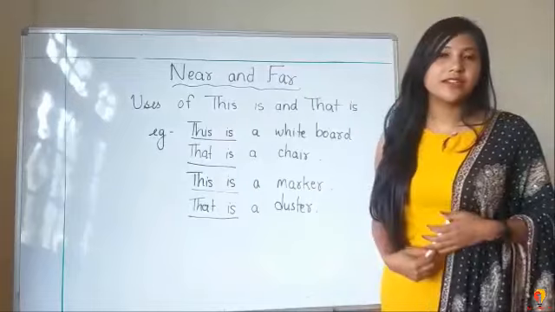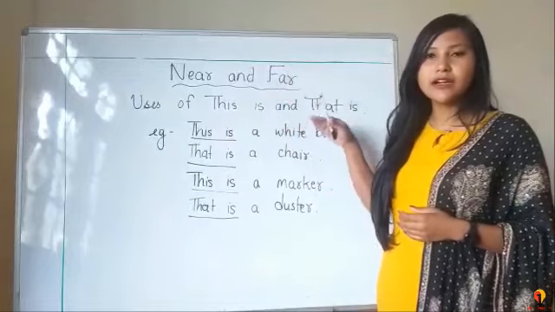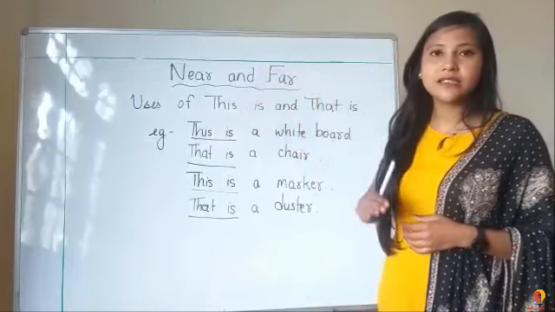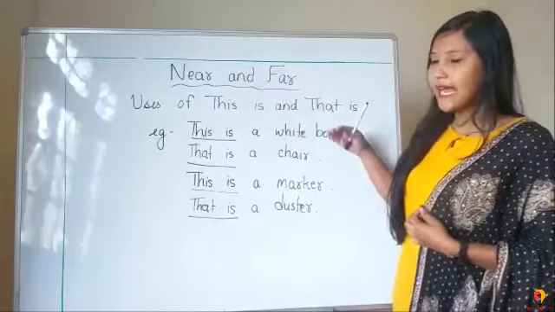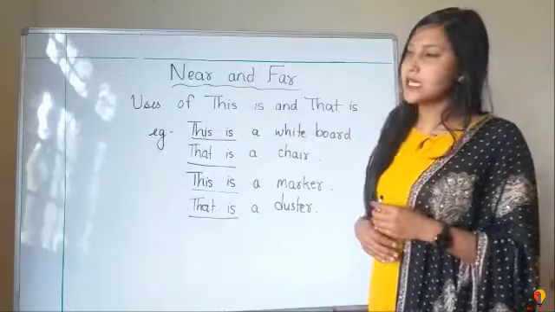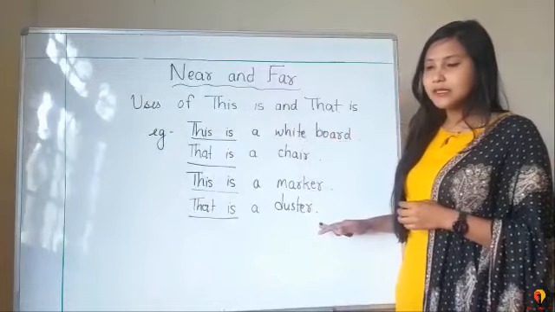See, we have understood about near and far things. So we use this is for the things which are near to us and that is for the things which are far away from us. So here are the examples.